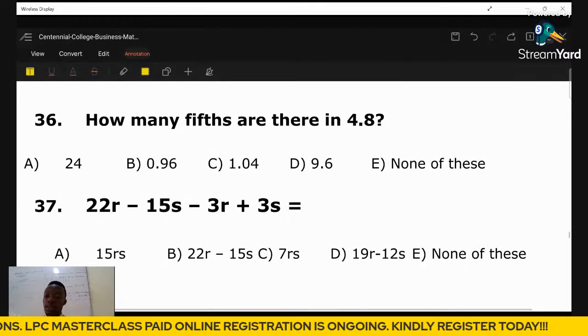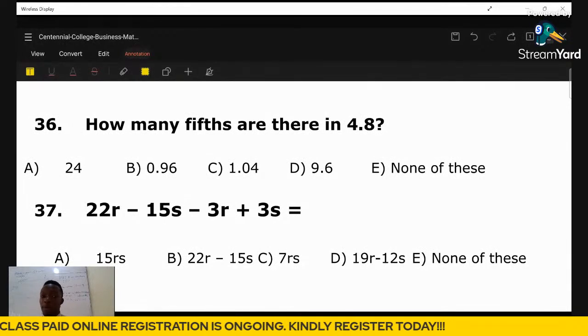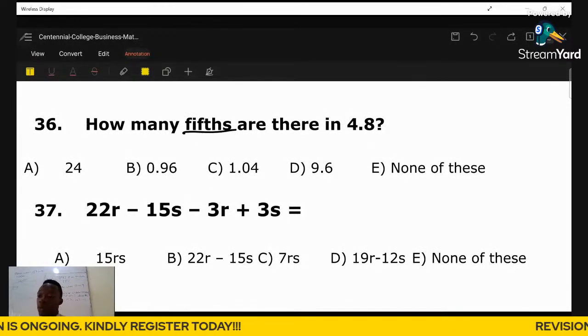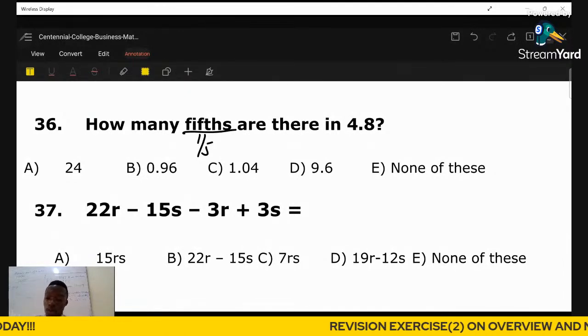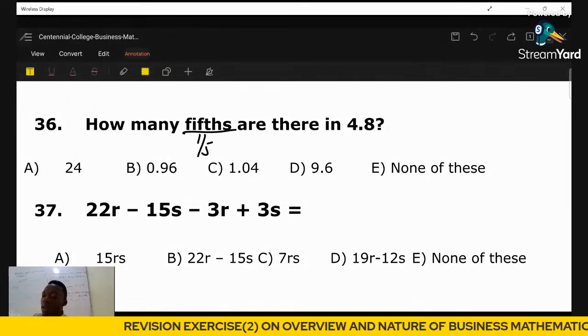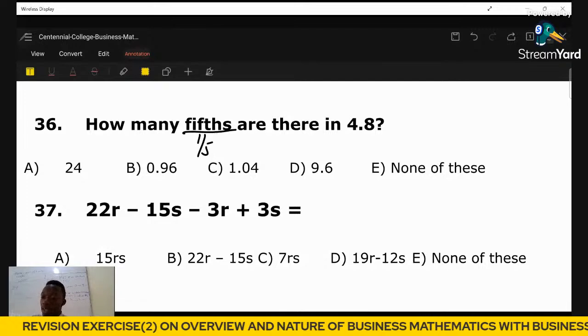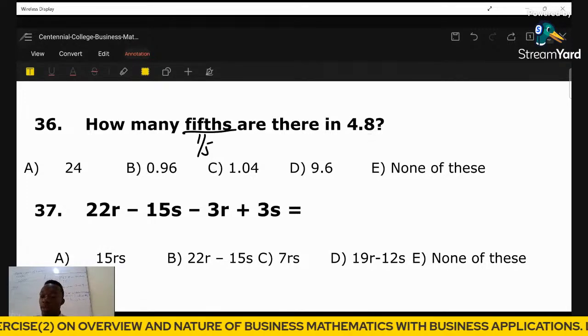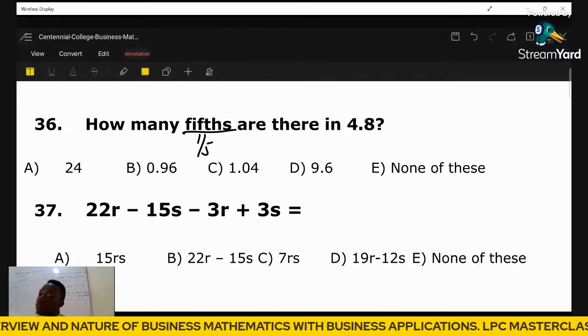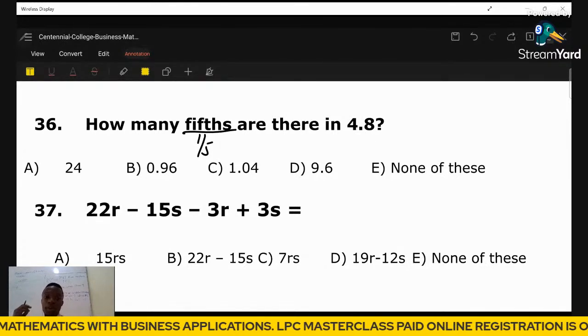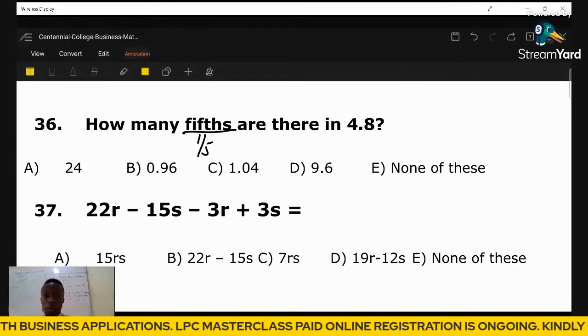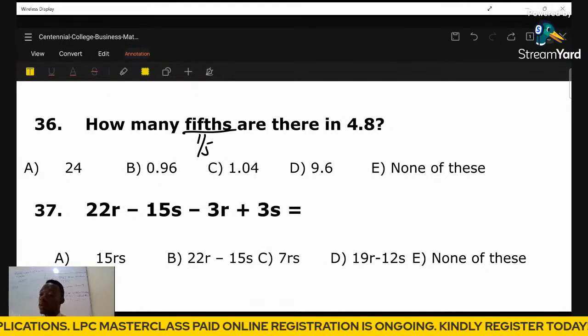Then question number 36. How many fifths? Please pay attention here. How many fifths are there in 4.8? By fifths, we mean 1 over 5. That is 1/5 of a number. So you're asking how many 1 over 5s are there in 4.8. For us to know that, we need to divide 4.8 by 1 over 5. By that, we will get to know the number of fifths in 4.8. All right.